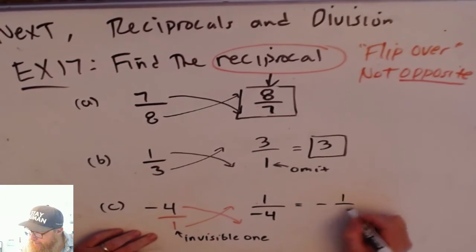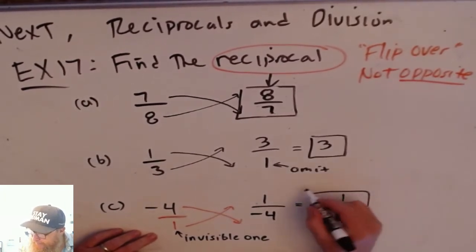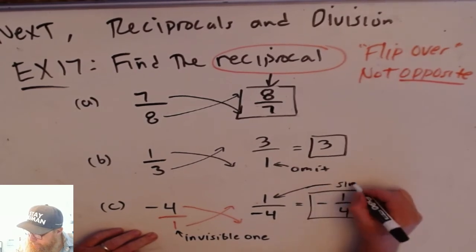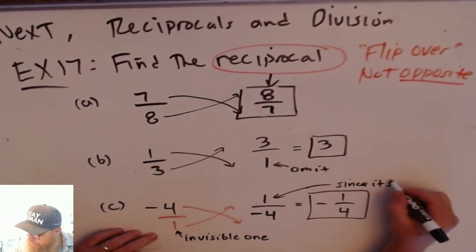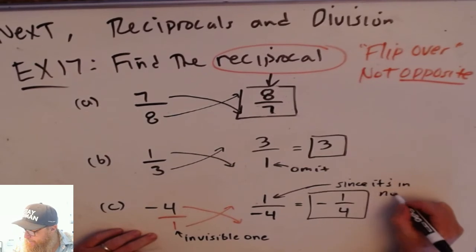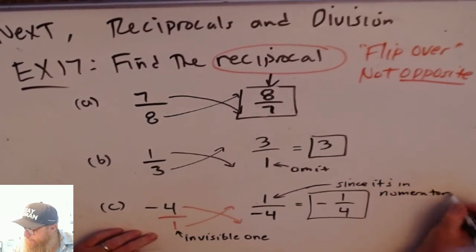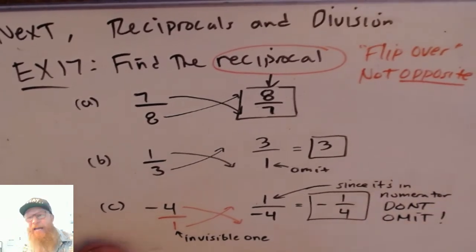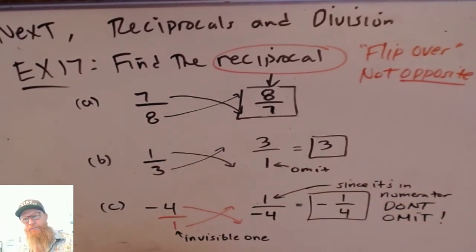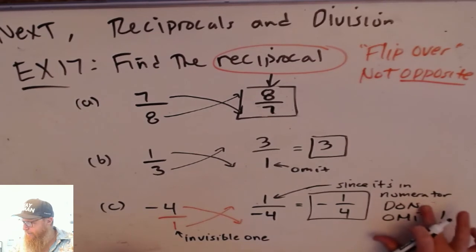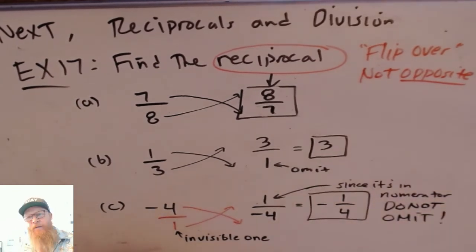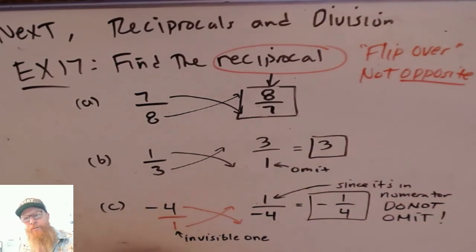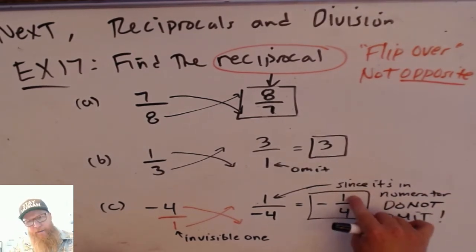I would just write it like this, and since it's in the top, you cannot omit it. That says do not. Do not omit. All right, so you must put the 1 here.